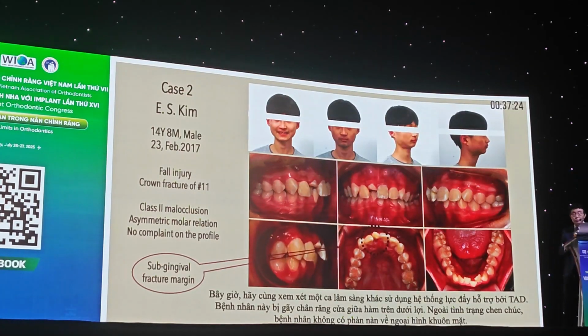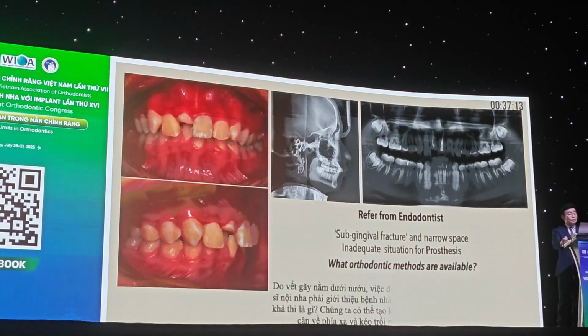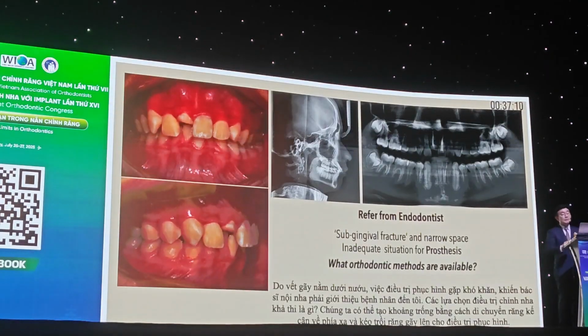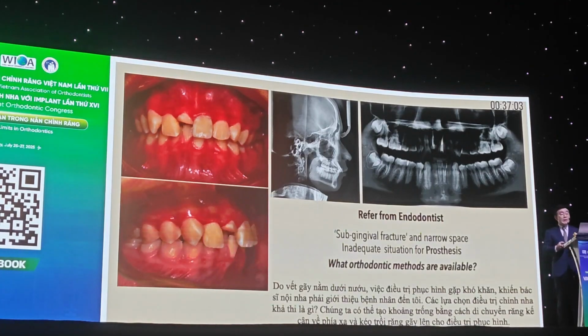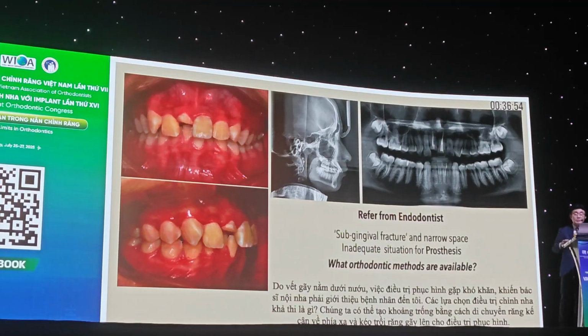This patient presented with a subgingival fracture of a maxillary incisor. Other than crowding, the patient has no complaint about his facial appearance. Due to the subgingival fracture margin, the prosthetic treatment was challenging, prompting the endodontist to refer the patient to me. But orthodontic treatment options are possible. So we can create the space by moving adjacent teeth distally and extruding the fractured tooth for prosthetic intervention.